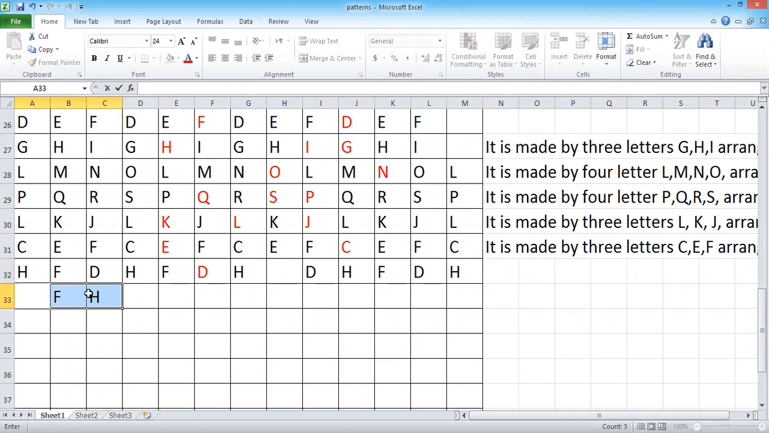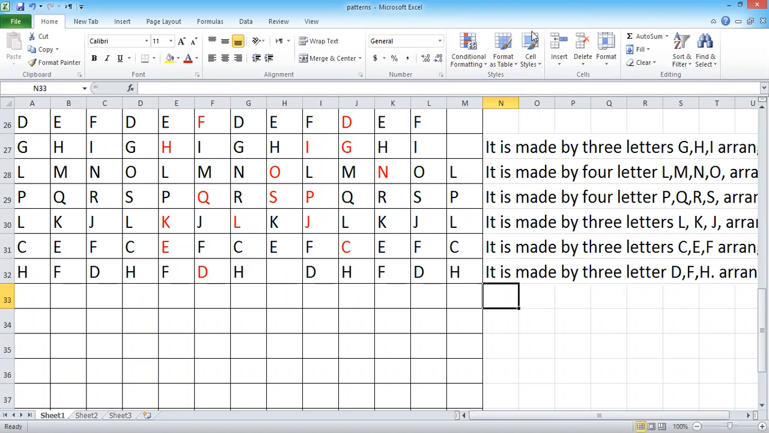So we will write here about the pattern that it is made by three letters, which are D, comma, F, comma, H, arranged in a reverse alphabetical order. Is that clear, guys?